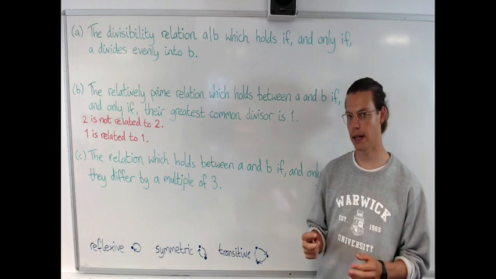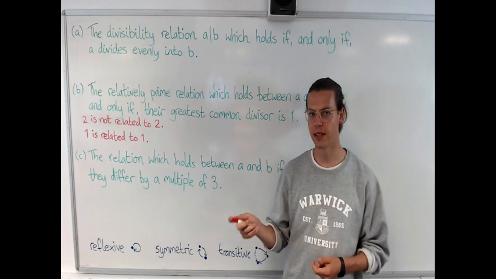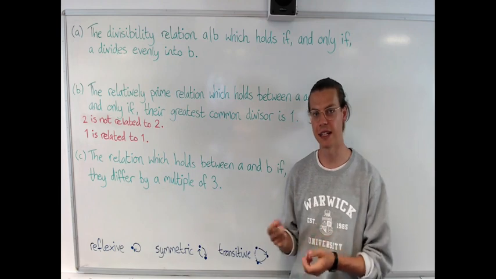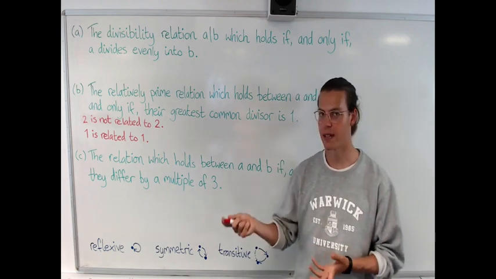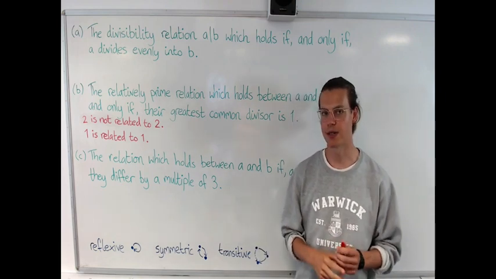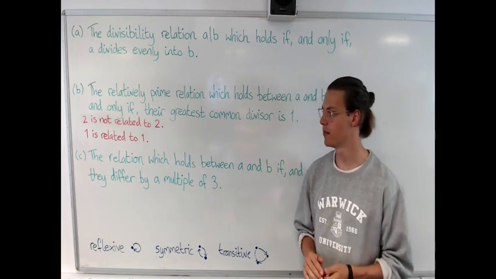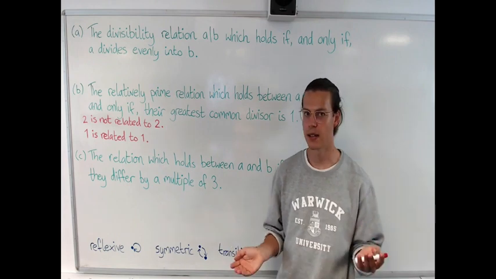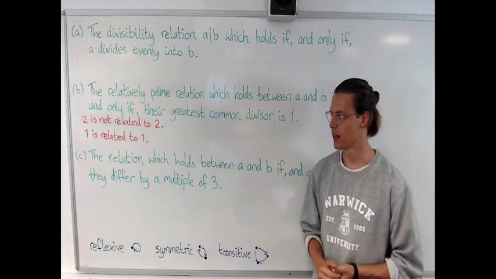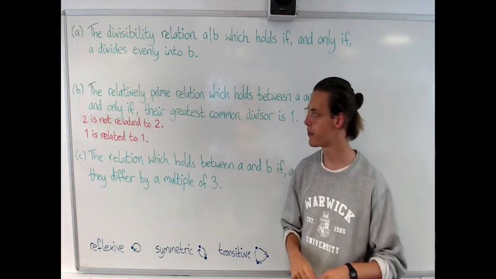Is it a symmetric relation? Well, if the greatest common divisor of A and B is 1, then certainly the greatest common divisor of B and A is 1. So if A is related to B, then B is related to A. And this is a symmetric relation. And it is not an antisymmetric relation, since what I just said also holds for different positive integers A and B. So it is symmetric and not antisymmetric.